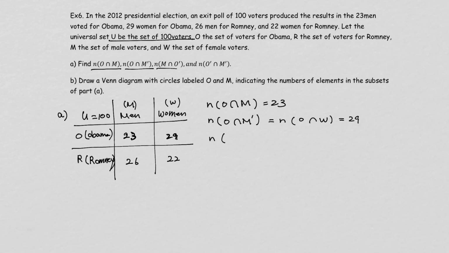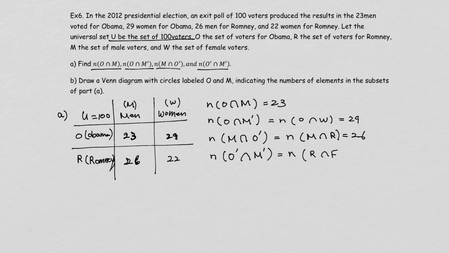And then let's see, what about the third one? The number of voters who are men and vote for not Obama, which is the same as voting for Romney, right? That's going to be 26. And the last one, the number of voters for not Obama intersect not men. That's the same thing as voting for Romney and being female, which is going to be woman, so that will be W, right? That's going to be 22, right?